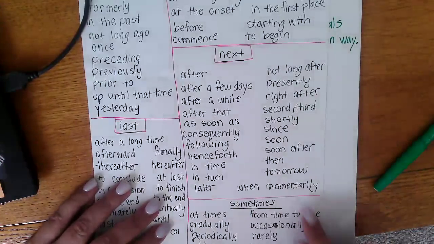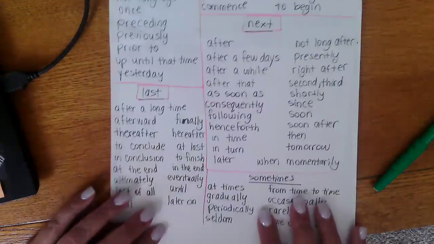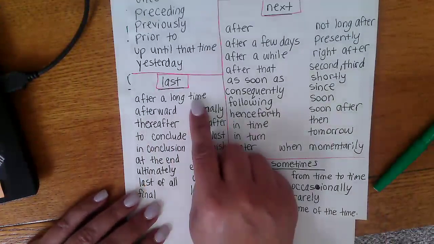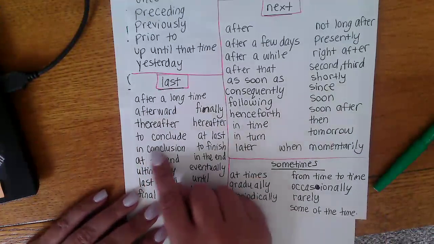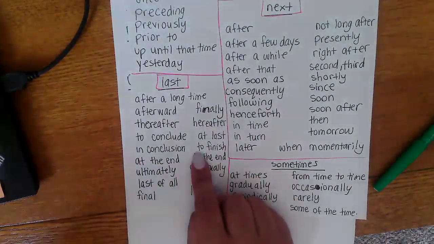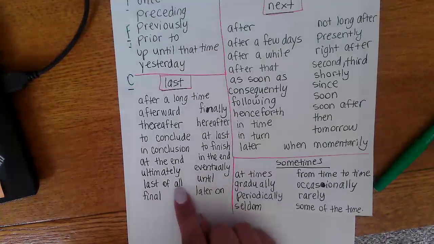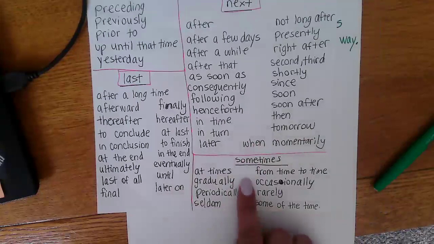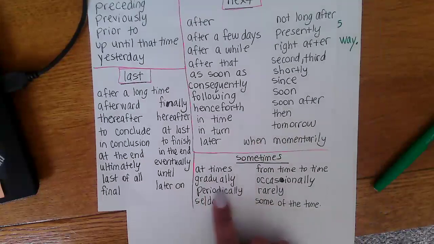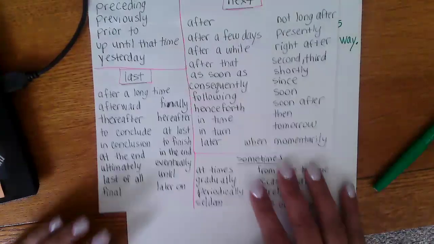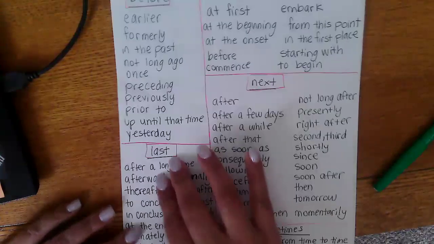These are separate. I just didn't have a lot of space. And instead of last, you could say after a long time, afterwards, finally, thereafter, hereafter, to conclude, at last, in conclusion, to finish, at the end, in the end, ultimately, eventually, last of all, until, final, later on. And instead of saying sometimes, you could say at times, gradually, periodically, seldom, from time to time, occasionally, rarely, some of the time. So here you have one, two, three, four, five categories.